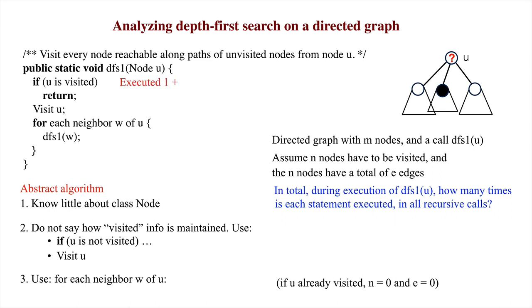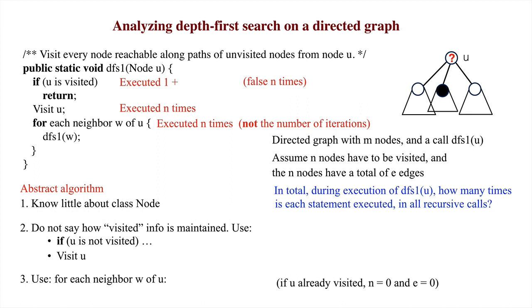First, the if statement is executed at the beginning of the first call dfs1(u). Second, the if condition should be false exactly n times, because n unvisited nodes are to be visited, and if it is false, node u is immediately visited. This means that visit(u) is executed n times. Therefore, the for each loop is executed n times, once for each node that is visited.